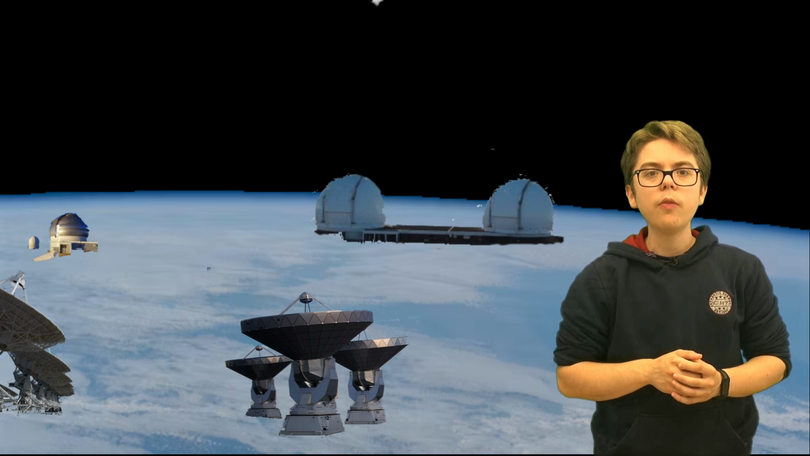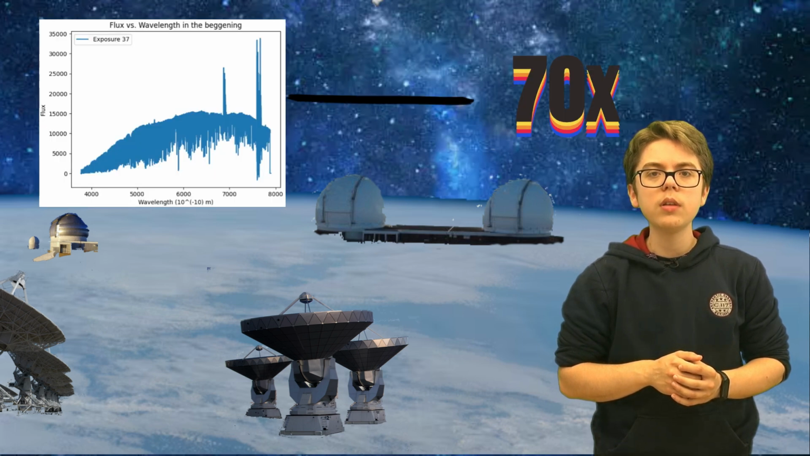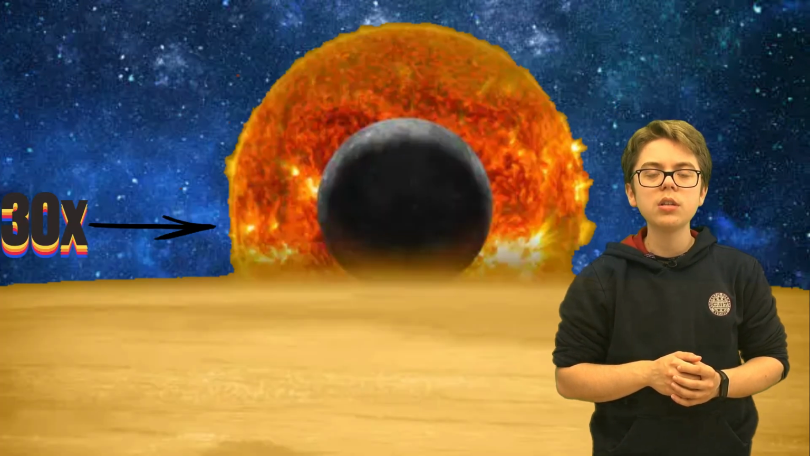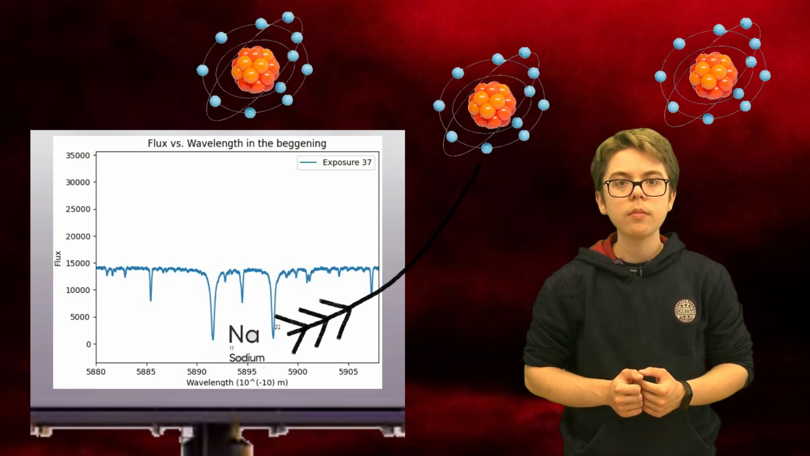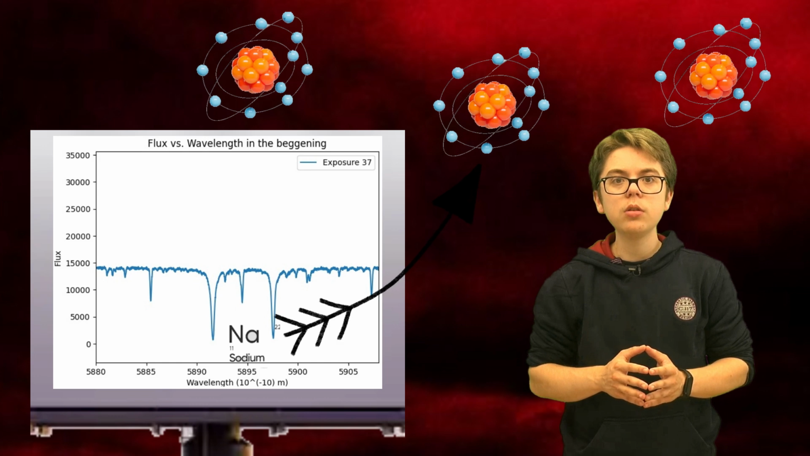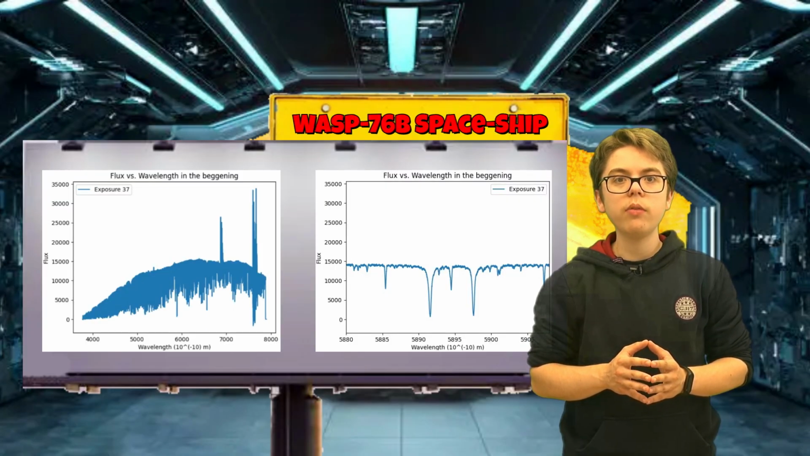The data of Wasp-76b comes from 70 exposures of the ESPRESSO instrument at the Very Large Telescope, which includes 30 detections in transit. The main objective of this project is to detect and characterize sodium peaks using the data flux and wavelengths.